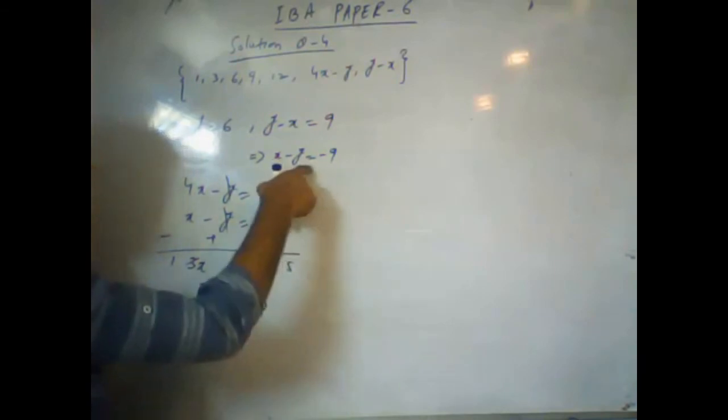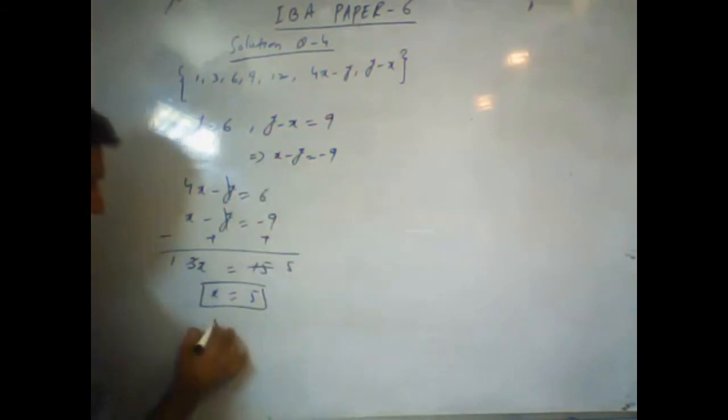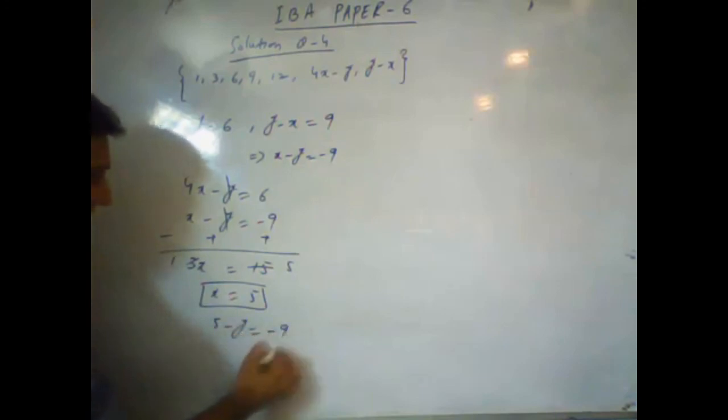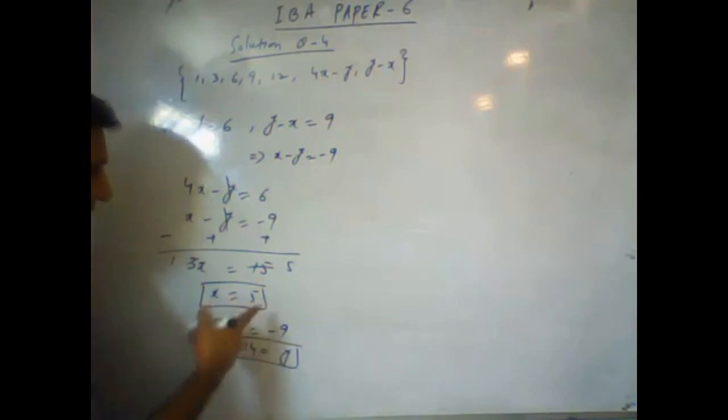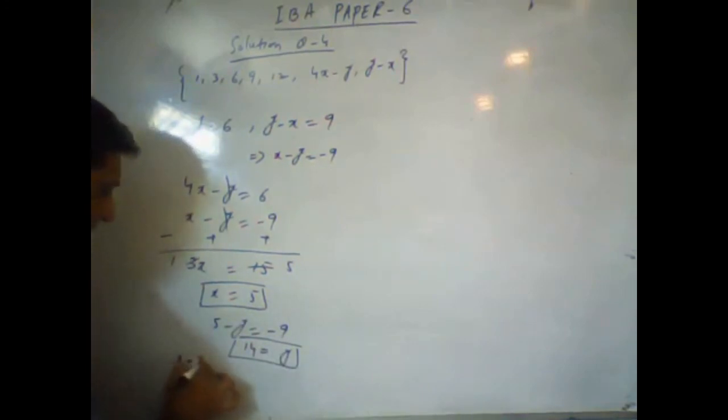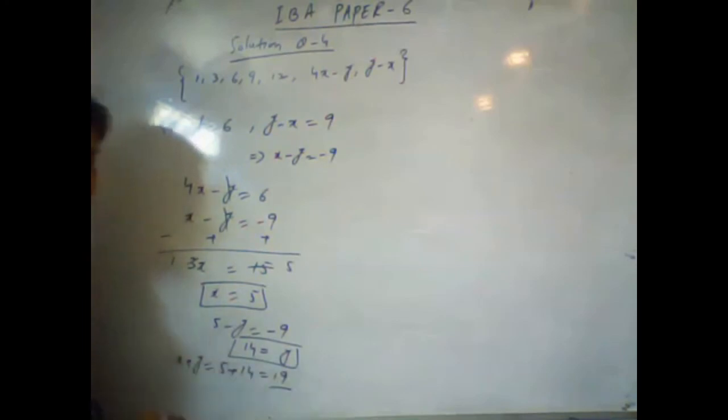Put it back in this equation: 5 minus y is equal to minus 9. So minus 5 will be plus 5 here, and minus 9 will be plus 9, so this will be 14. So x is 5 and y is 14. So we have one possible solution for x plus y, that is 5 plus 14, that is 19.